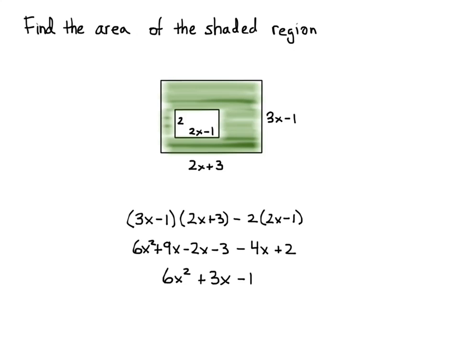Yes? What's the little 2 inside the white box? That's the height of that. Oh. So this is going to be essentially 2 wide and 2x minus 1 long. And so when I'm calculating the area there, I'm going to subtract the area of 2 times 2x minus 1.